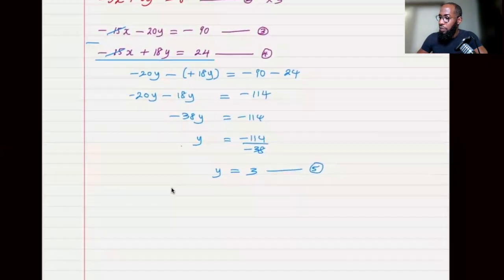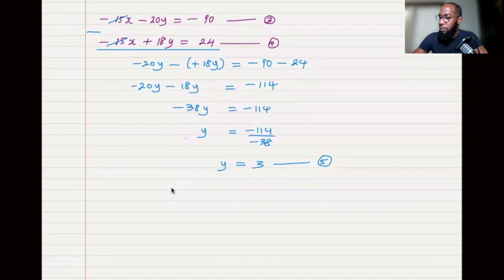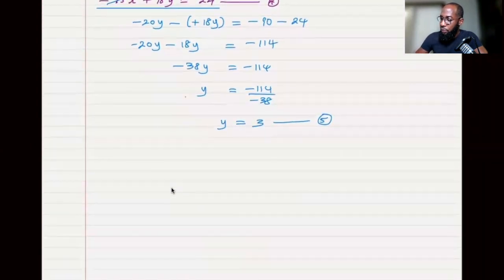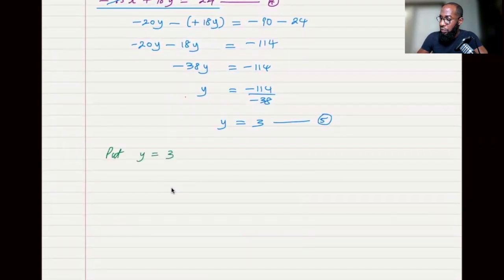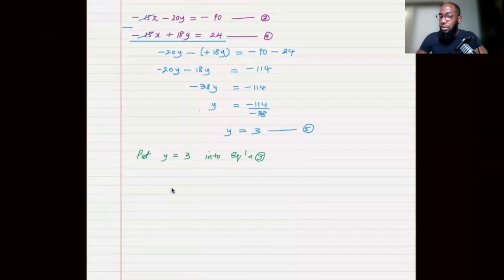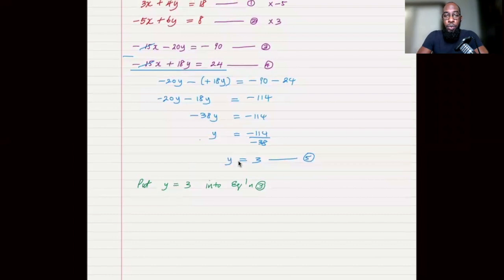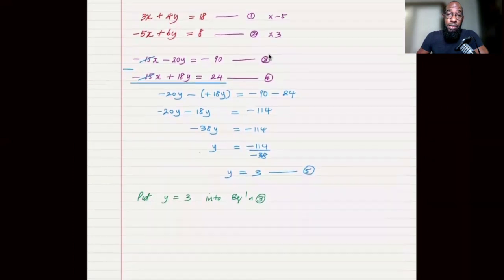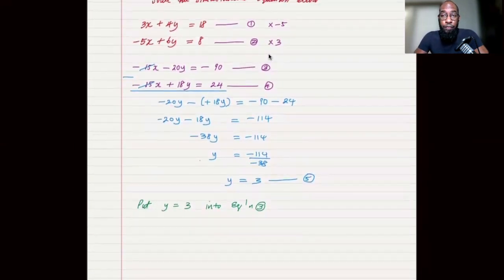All right. So this is what I'm going to do now. I'm going to put y equals to 3 into equation 3. All right, let me write that circle a little bigger. So always, whatever value I get for y, I'm going to put it back into equation 3. If you put it in equation 1, equation 2, or equation 4, you should get the same answer. But for consistency's sake, I like to just put it back into equation 3.